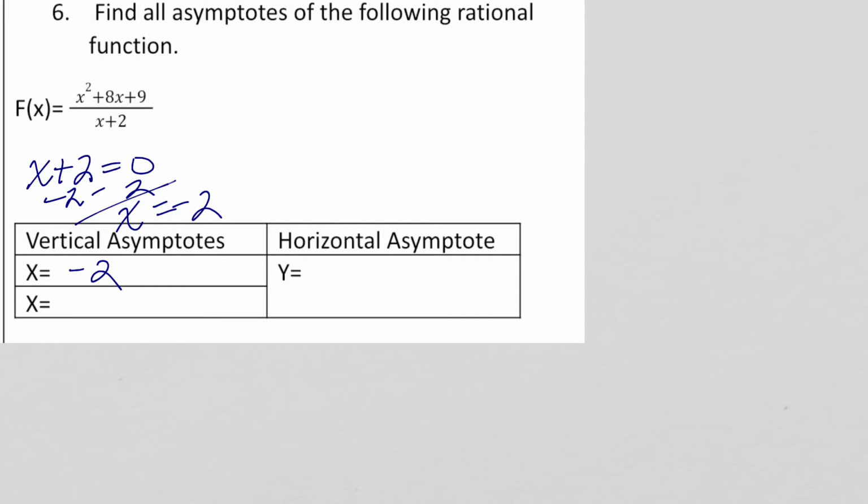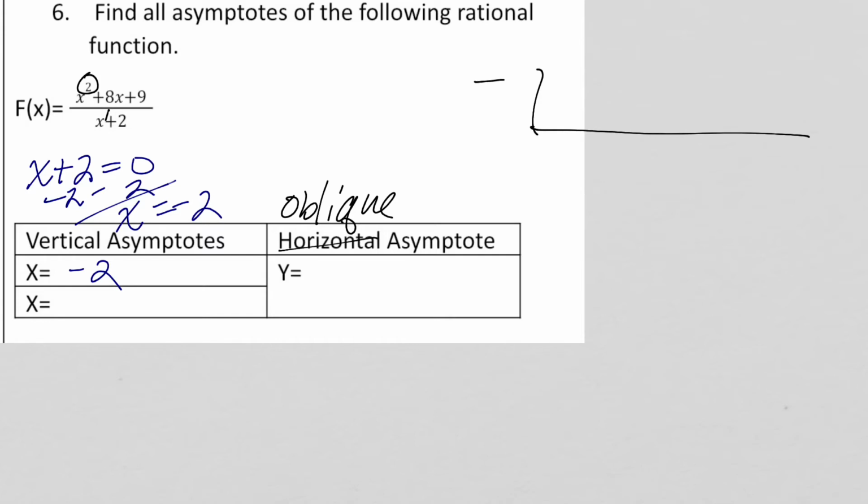Horizontal, we're looking at the degree, right? So the degree of the top is 2, the degree of the bottom is 1. That means I need to do some division here. So I'm going to do synthetic division. This is actually an oblique asymptote because the top is bigger than the bottom. So let's go ahead and set up our synthetic division here.